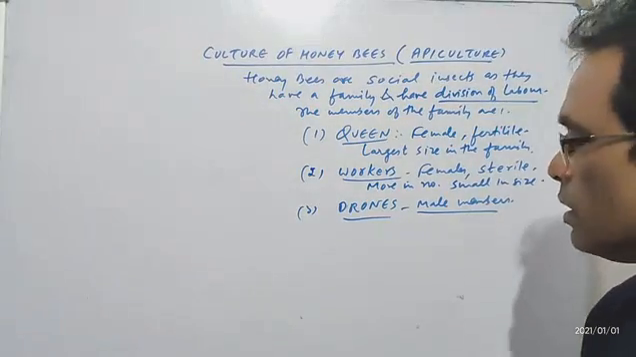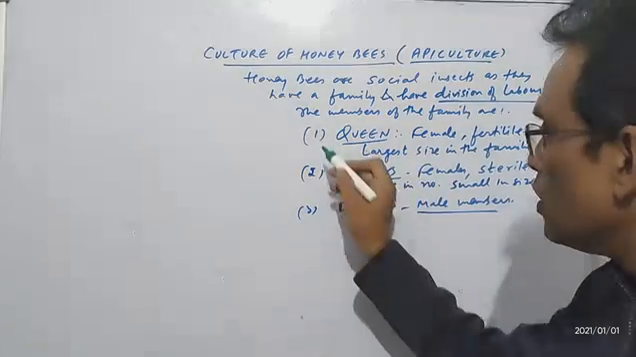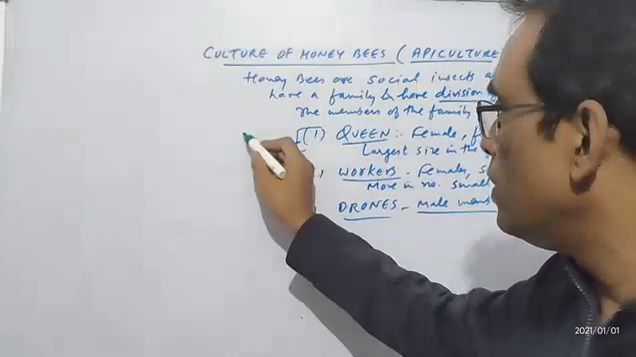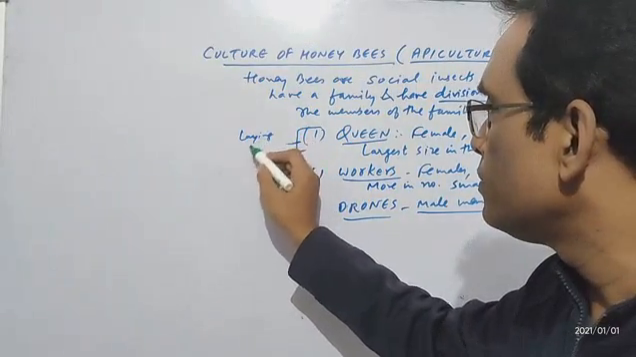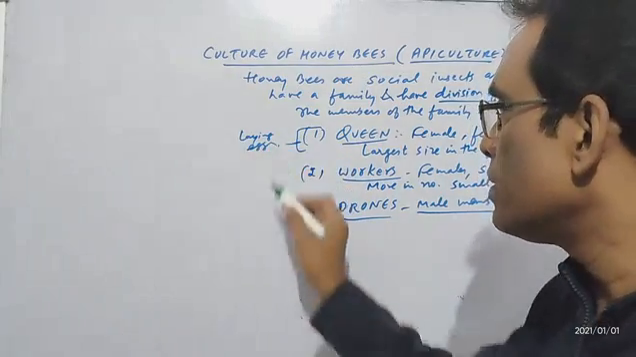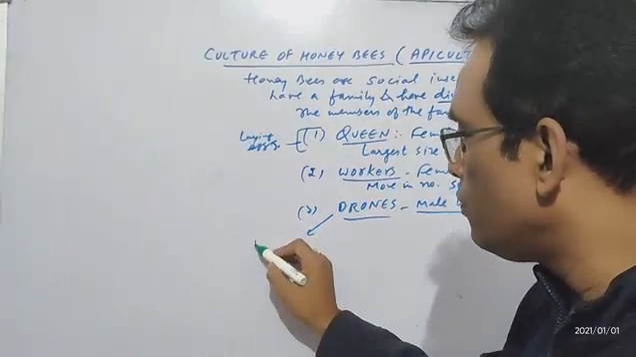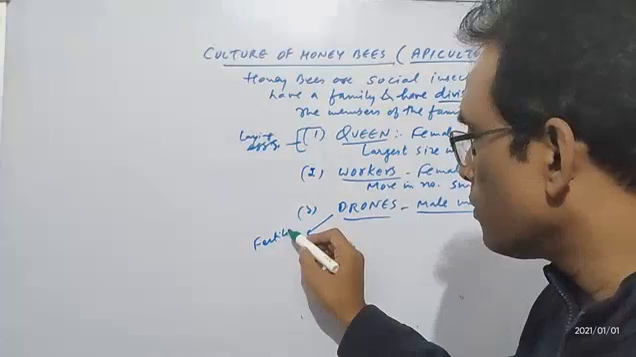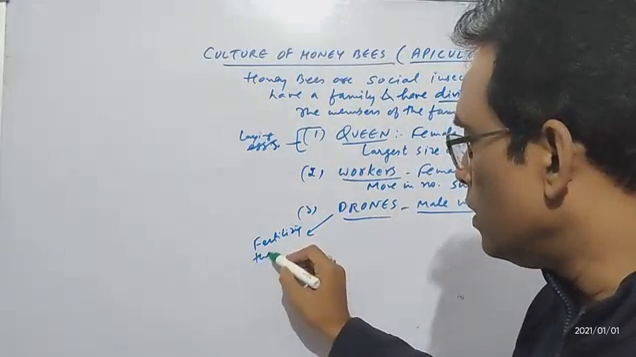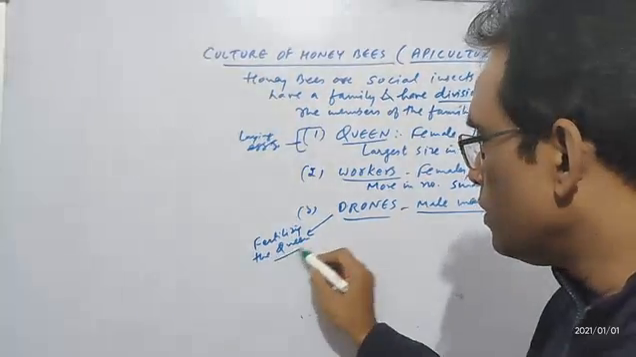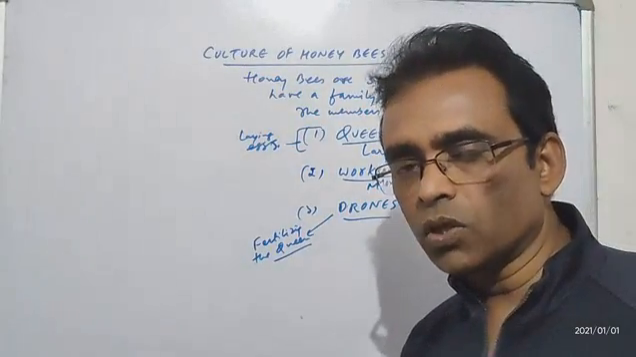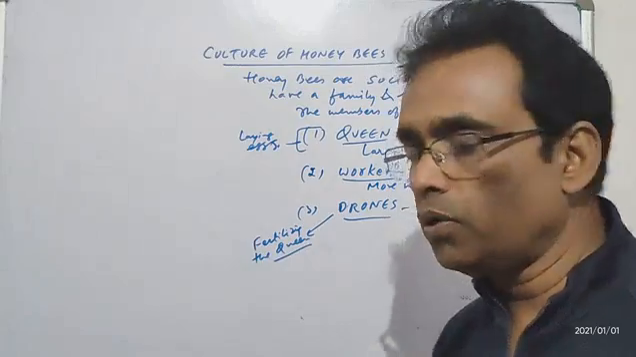Now, how is the division of labor then? The queen has a job of laying eggs. Just imagine. The drones have a job of fertilizing the queen. They undergo the sexual reproduction with the queen so that the fertilized eggs are formed.